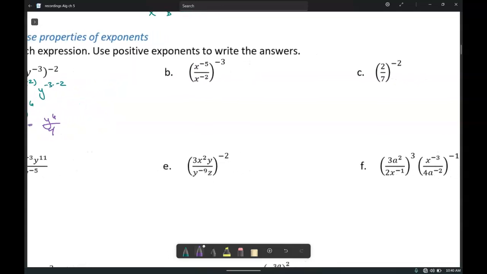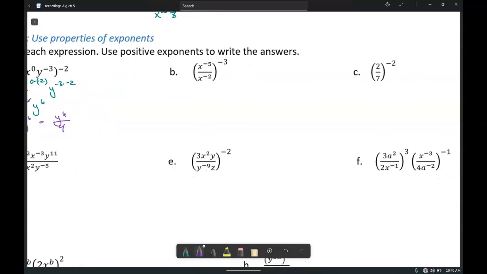Now we could apply either our quotient rule first, or we could apply our power rule first. Either one would be fine. Let's go ahead and do it both ways. So we could go ahead and take x to the negative 5th and subtract negative 2, which gives us x to the negative 3. Then we apply our power rule. X to the negative 3 times negative 3 gives us x to the 9th.